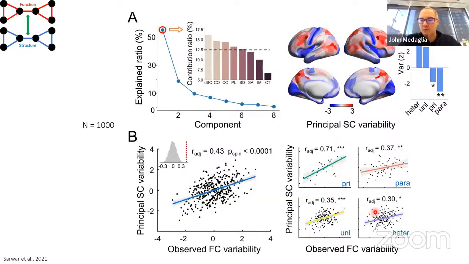And then in your heteromodal, paralimbic, and unimodal systems, you see somewhat less. So what does this mean? So this means basically as you get farther away from the primary senses, you've got more opportunity for these functional signals to deviate from the structural expectation, okay? I'm going to get back to that concept in a few ways throughout the rest of the talk.